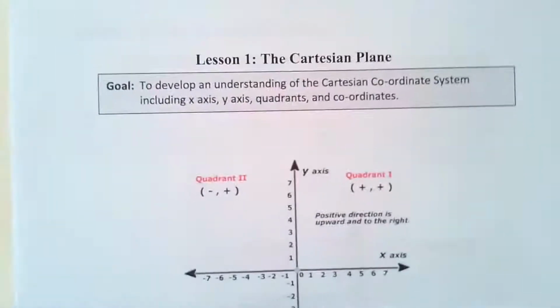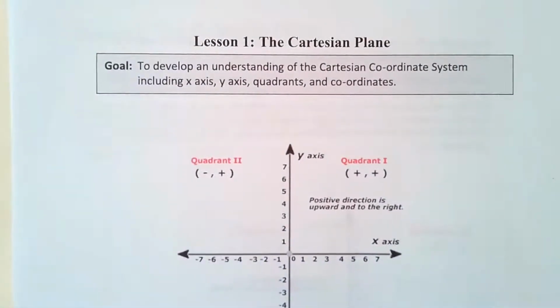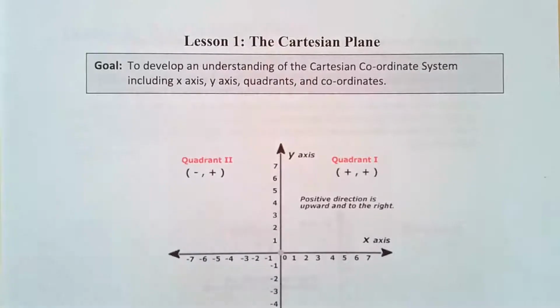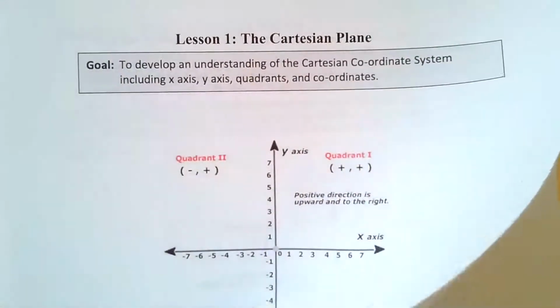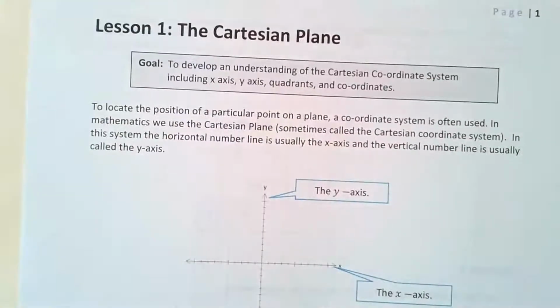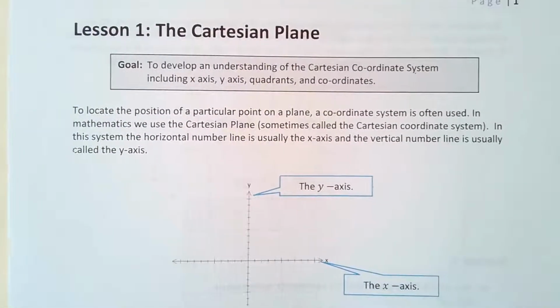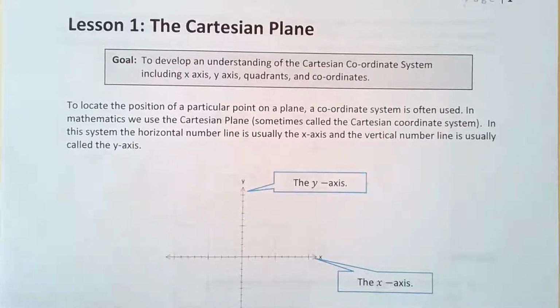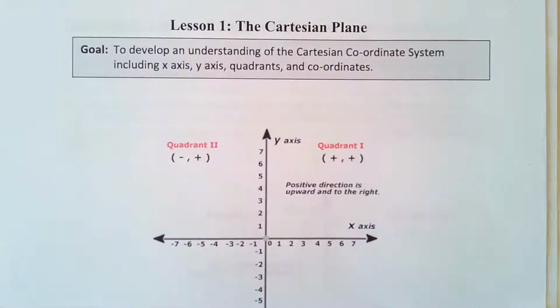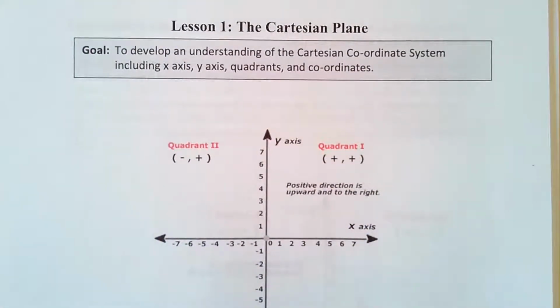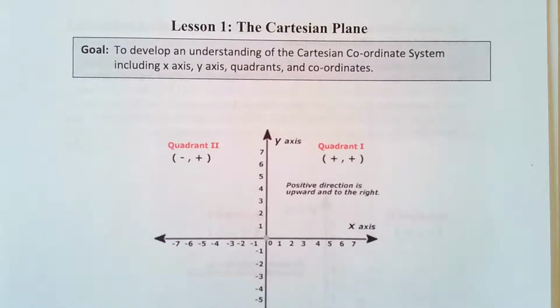So let's start the first lesson. The first lesson, in your booklet, it will have a different look to it. This is what it will look like in your booklet, but I just want to bring an introduction to you. So let's look at our goal here. Develop an understanding of the Cartesian coordinate system, including x-axis, y-axis, quadrants, and coordinates.